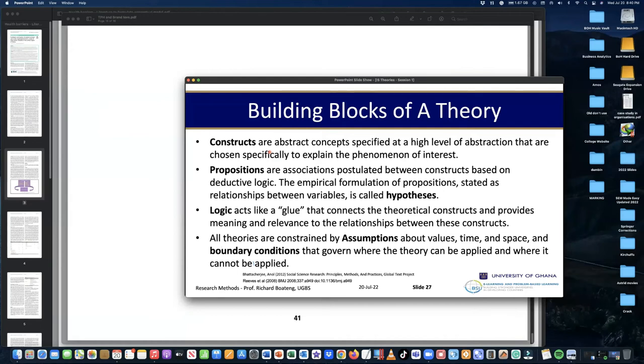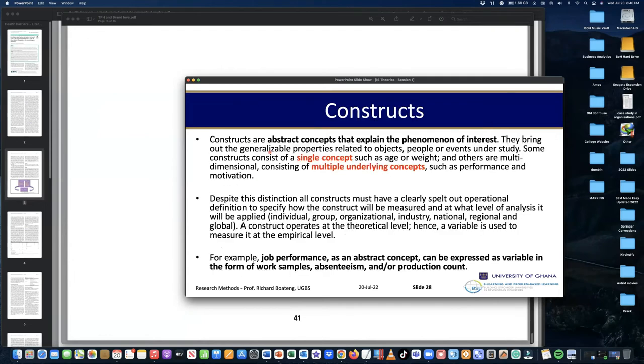Then the boundary conditions: where can we apply the theory and where is it not applicable? Some theories are for the individual level. Some theories are good for certain types of context. They are market-based theories. They're not for studying your home, they're for studying markets. Some theories are used for studying economic systems. Some are used for studying social behavior. Some are used for studying grief. How can you take a grief theory to understand motivation? All of these things have to be looked into.